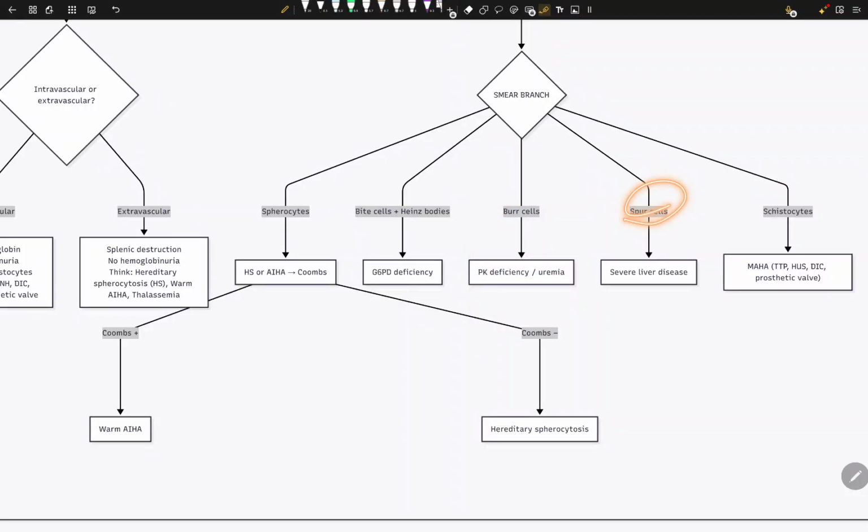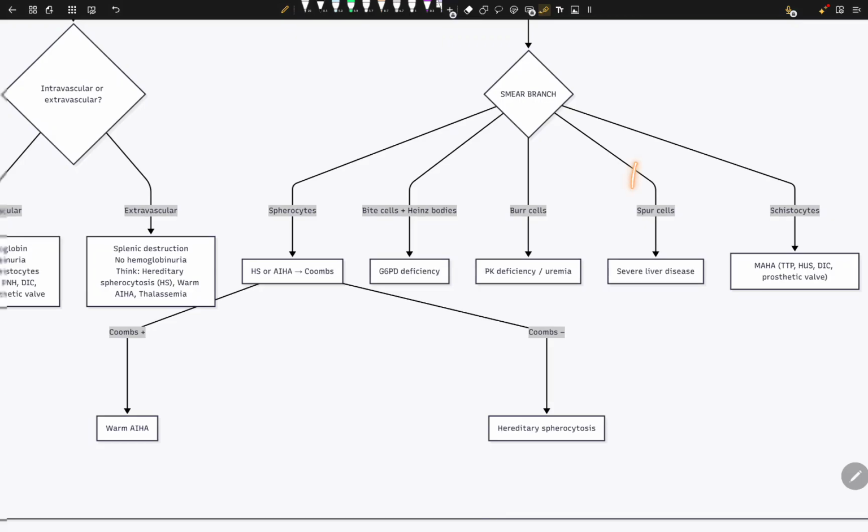What about spur cells? Spur cells we see in liver diseases. What exactly are they? So we have these spur cells. They are also called acanthocytes. Now these acanthocytes look like this. And what happens here is that there is too much cholesterol inside the RBC, we call them spur cells. Why too much cholesterol? Because the liver is cooked. Once you have liver disease, the ratio of cholesterol to phospholipid goes bad, so you have spur cells.